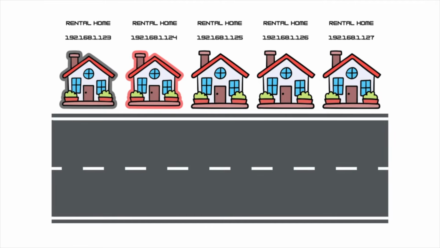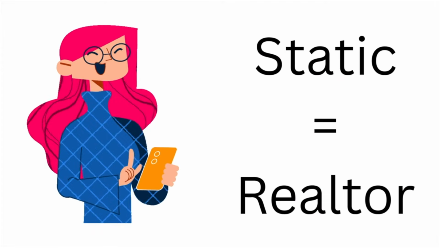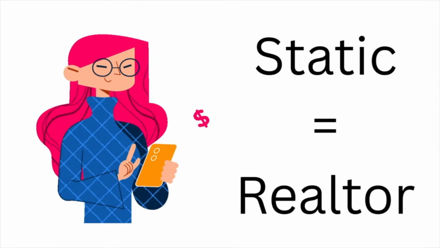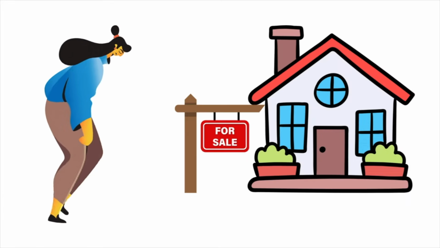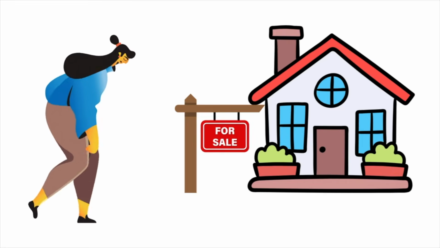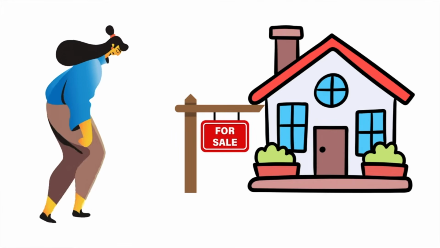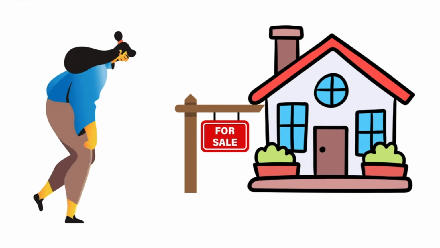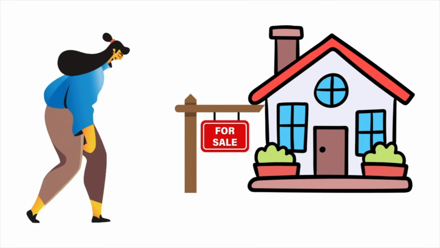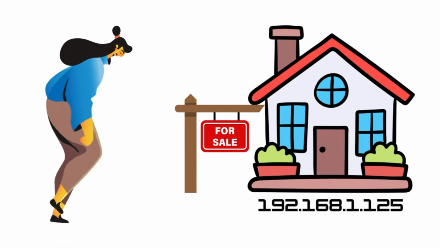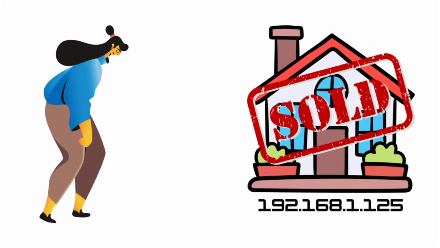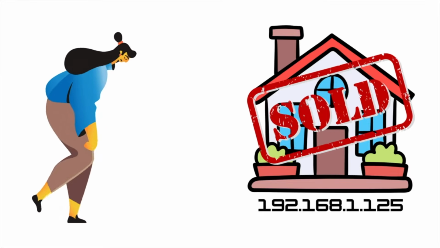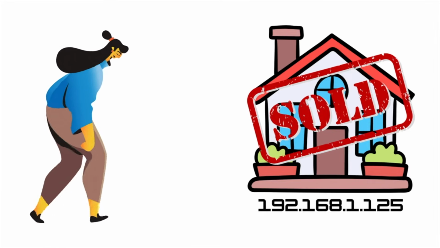So now let's look at our static IP. The static IP is like having a realtor, okay? So here's sad Linda. I don't know why she's sad, but she looks sad. And Linda's looking for a place to live. So Linda comes to the realtor and says, hey, I see this house that's for sale. I would like to purchase this house. So the realtor says, great. The address of this house is 192.168.1.125. Linda goes, great, I'll buy it.